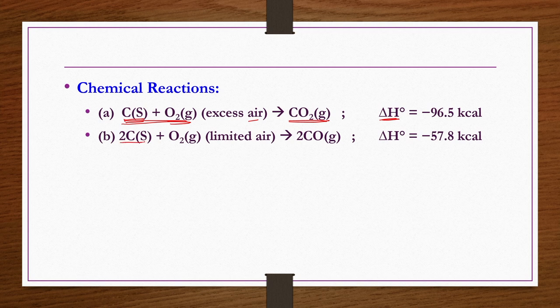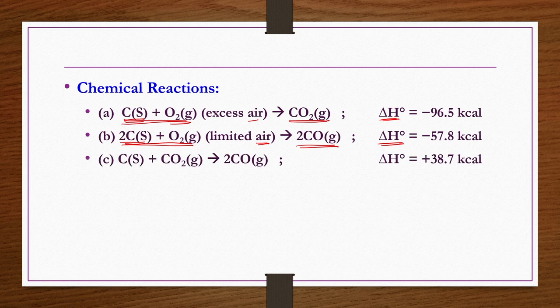If you have 2C and O2, C in solid form and O2 in gaseous form, with limited air, then you get 2 moles of carbon monoxide gas. Delta H naught here again is minus 57.8 kilocalorie. So here also the enthalpy of the reactants is higher compared to that of the product, which means it liberates energy. When this reaction occurs, the energy is liberated, and that energy can be stored, recovered or processed further for different purposes. That is the advantage. But now if you take another reaction, C plus CO2, then it gives 2 moles of CO. But the energy, if you see here, delta H naught is plus 38.7 kilocalories.